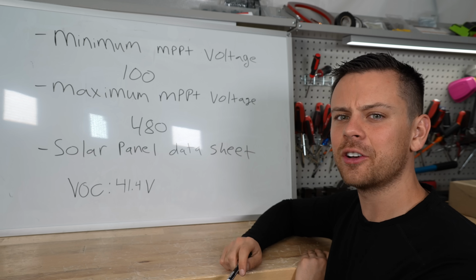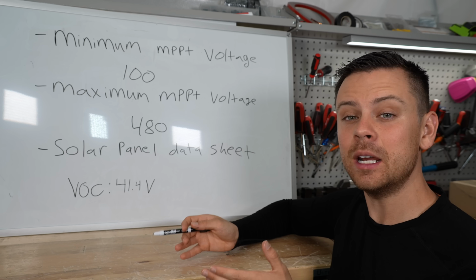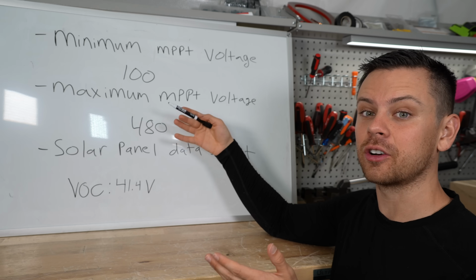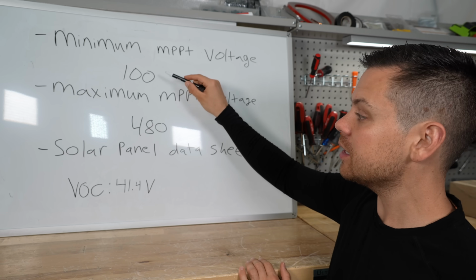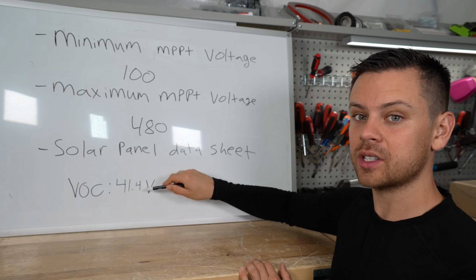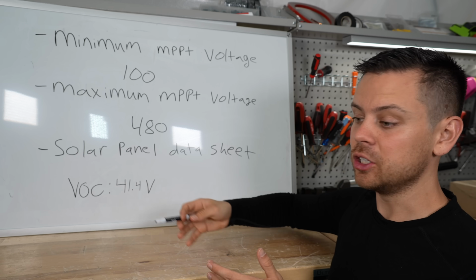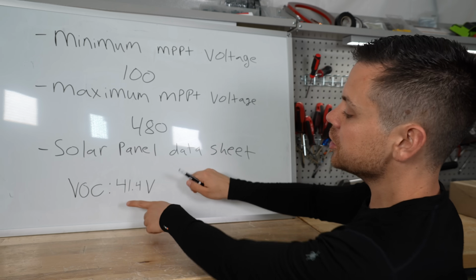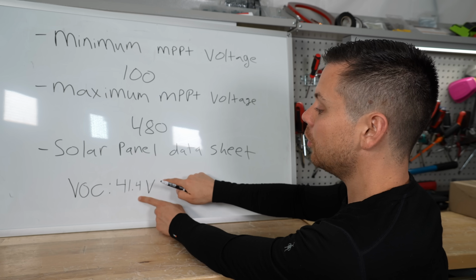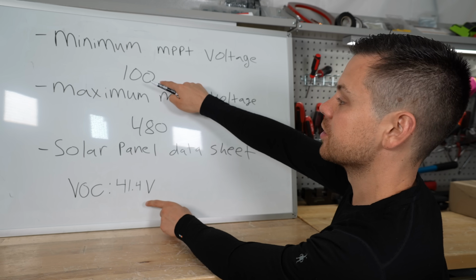Now first we're going to calculate how many panels we need minimum to satisfy the needs of this controller so it will actually turn itself on. If you give it a voltage that's lower than 100 volts with your solar panels, it will not operate. You'll get little to no power. So you need to put enough of these panels together in series to create a voltage higher than 100 volts.